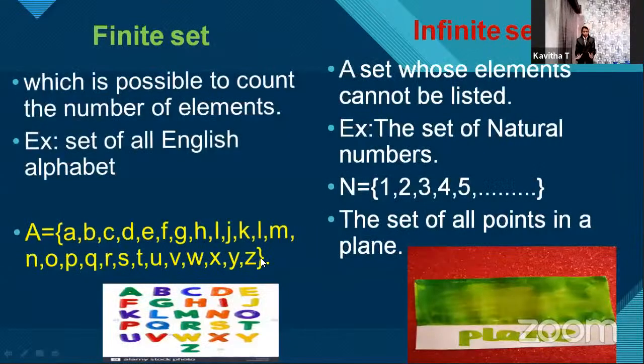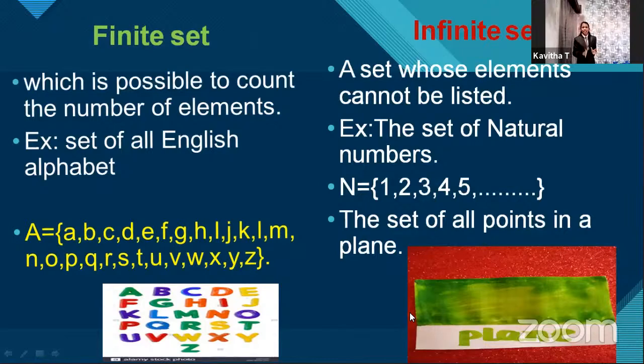Okay, in the slide we have a set of English alphabets. The English alphabet has 26 letters. We are able to count them: A, B, C, and so on, up to X, Y, Z. Okay, it is an example of a finite set.